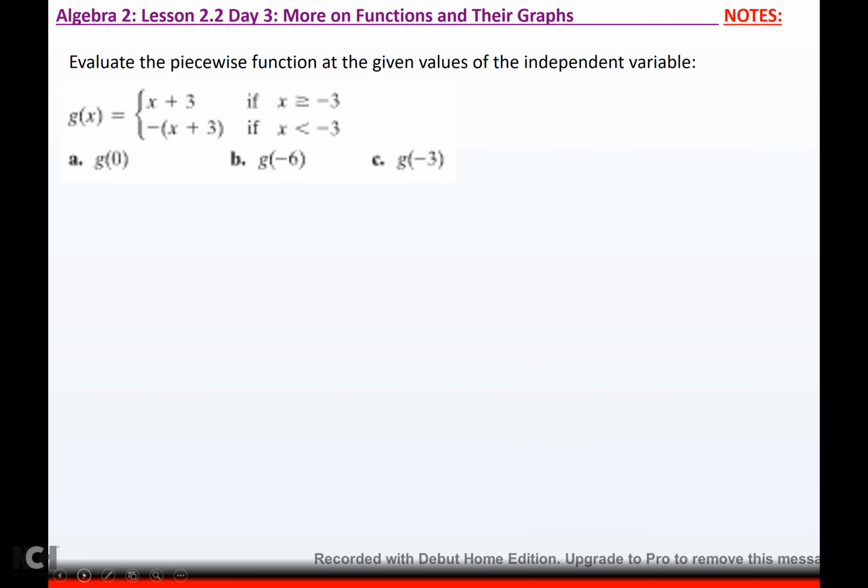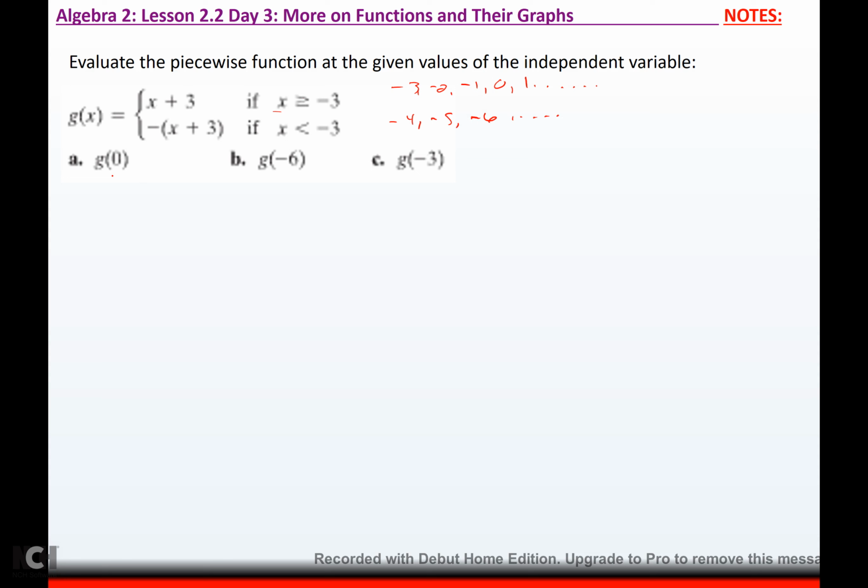Alright, so if we do another one, we use the top one if they give you an x that's bigger than or equal to -3. So -3, -2, -1, 0, 1, and so on. You use the bottom one if x is less than -3, like -4, -5, -6, and so on.